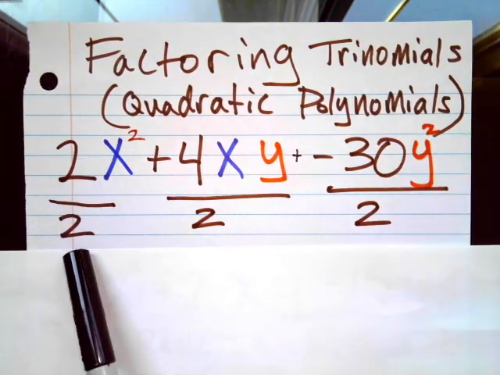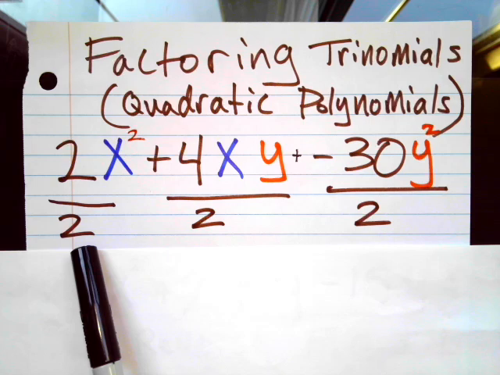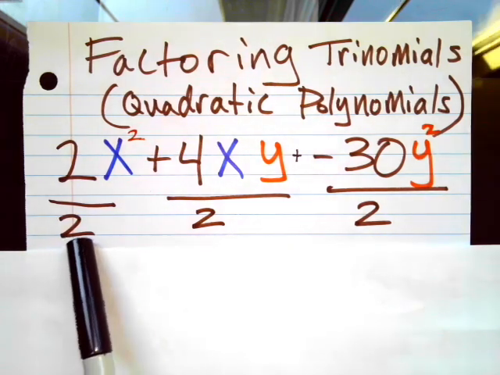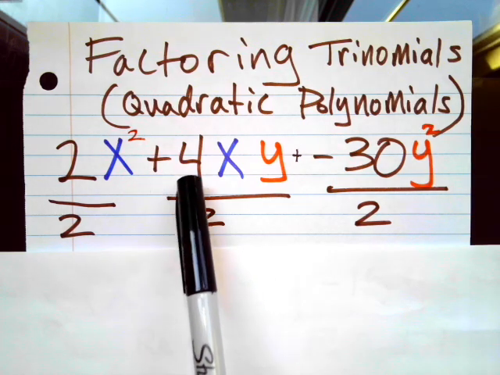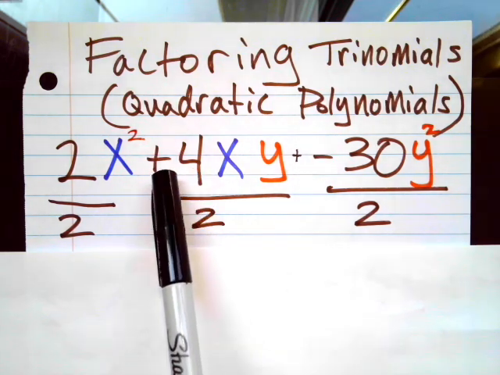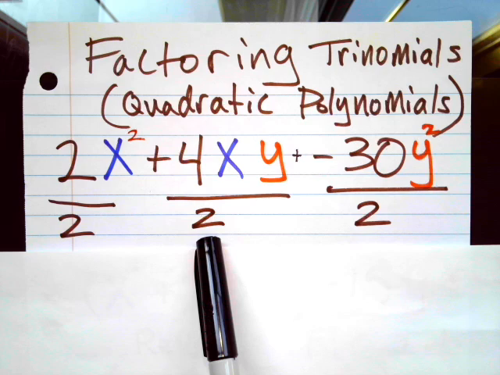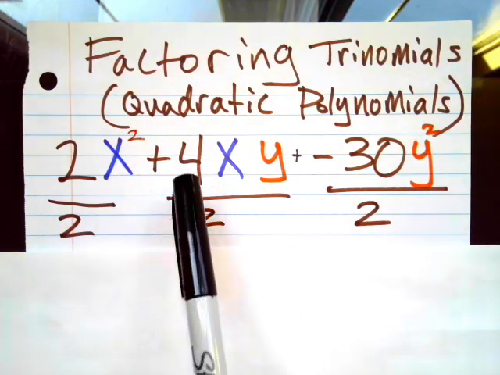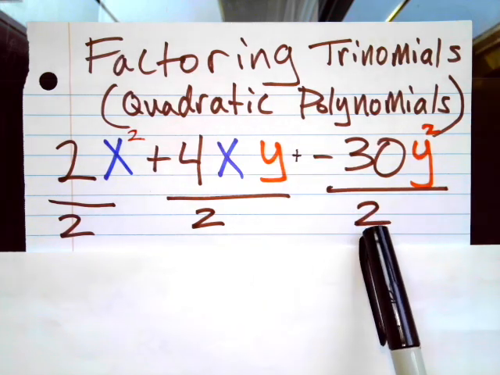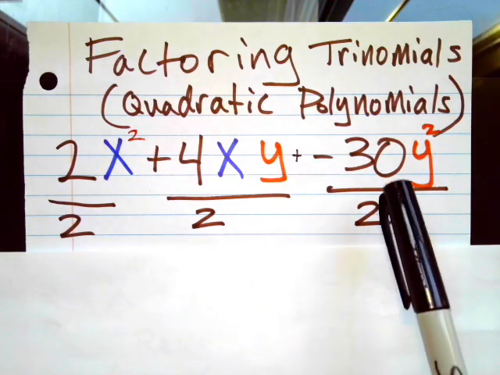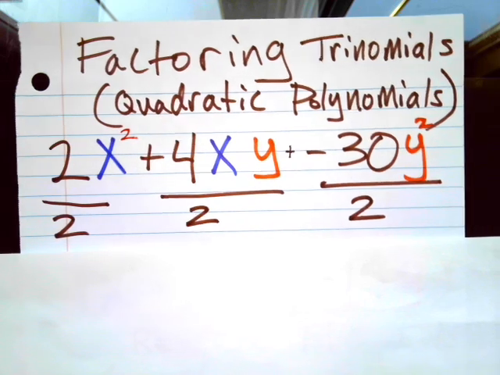What am I left with when I divide 2x squared by 2? I'm left with just an x squared. What am I left with when I divide a positive 4xy by 2? 4 divided by 2 is 2. I'm left with 2xy. And what am I left with when I divide a negative 30y squared by 2? I'm left with a negative 15y squared.